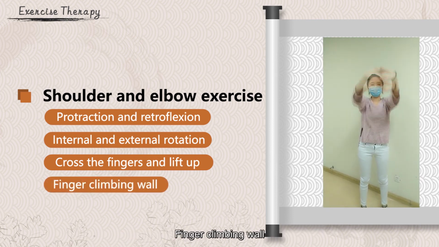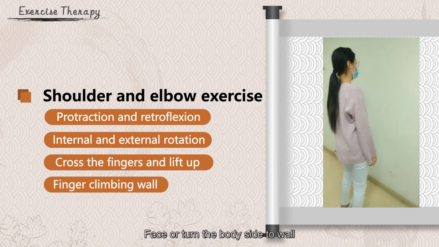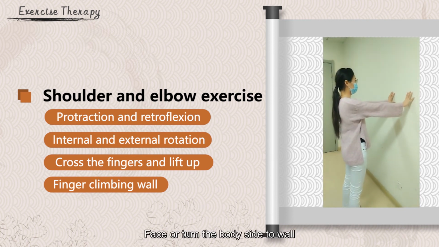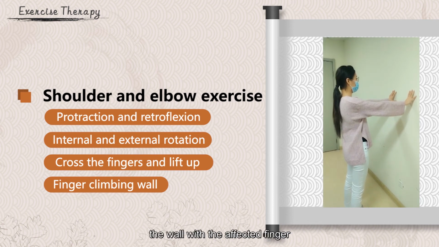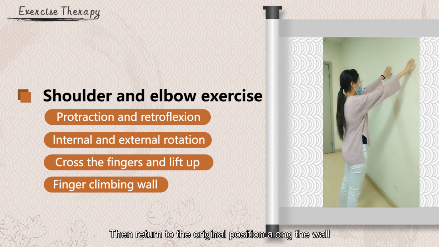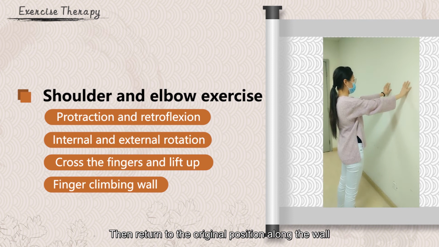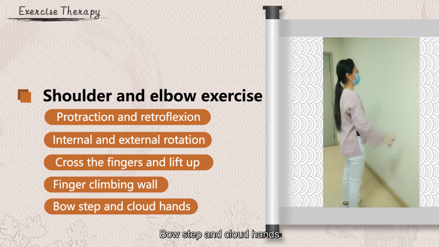Finger climbing wall. Stand with your feet shoulder width apart. Face the wall or turn the body sideways to the wall. Climb up slowly along the wall with the affected fingers. Raise the upper limb to the maximum, then return to the original position along the wall. Repeat many times.